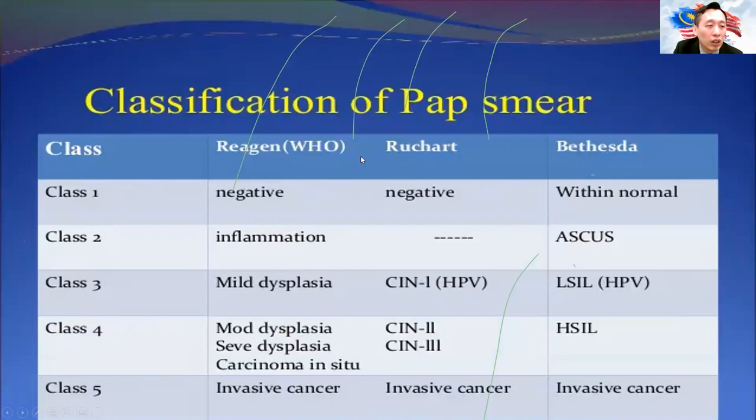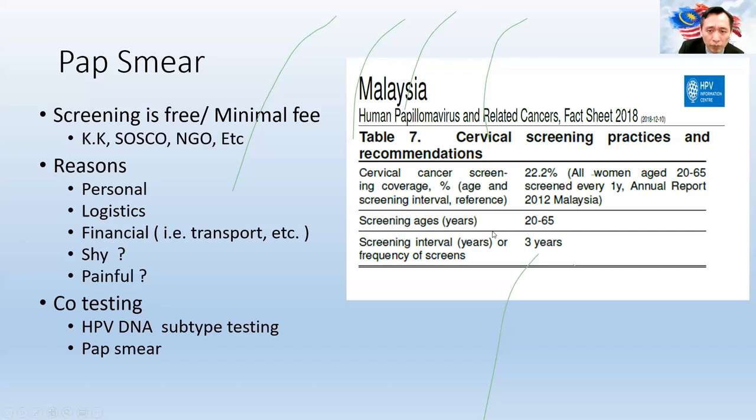So when we talk about Bethesda, we talk about cytology. When we talk about Rushat, we talk about histology. For a pap smear, normally the screening is free or with minimal fees. You can go to Klinik Kesihatan. Sometimes SOCSO or NGOs do subsidize. Reasons why people are not doing it: personal reasons, logistics, financial problems. Maybe they are shy. Maybe it causes pain.